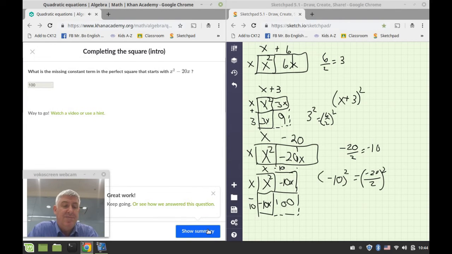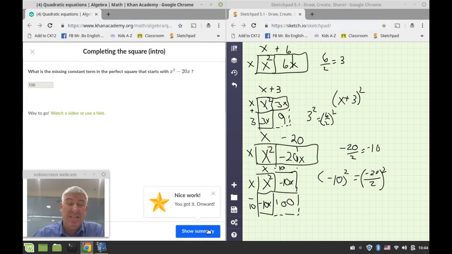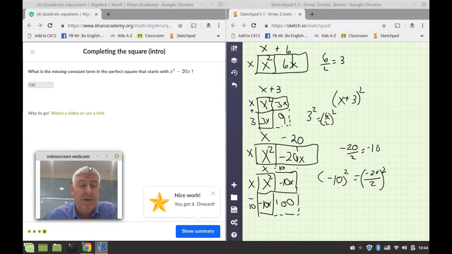I like this exercise a lot because it's an easy little intro to completing the square. Completing the square is really kind of difficult for a lot of students, but Khan does a really good job of making this not too difficult for our students. So remember to use this area model if you get confused.